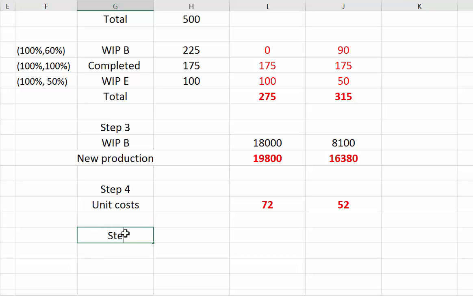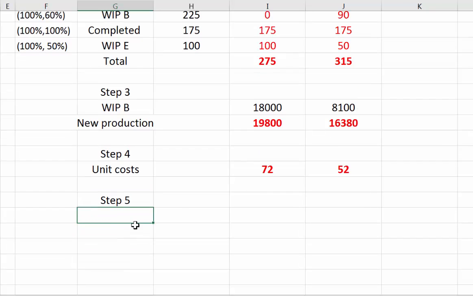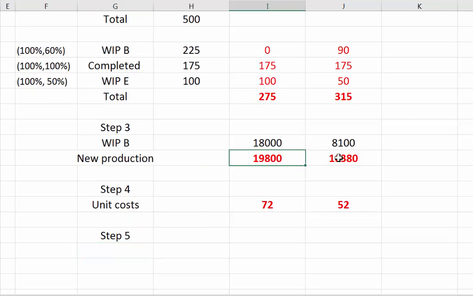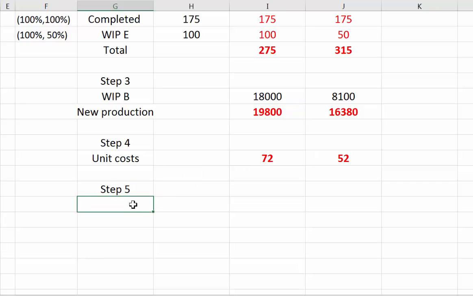So once you have the unit cost, step 5 will be the assignment of these costs. So namely, how I'm going to split these two costs, and a part of them will join the 18,000, part of them will join 8,100, so that I'm going to post the correct debit and credit to these accounts, and what I need to report in my ending inventory. So in this case, we better actually go with the 3 groups. The WIP beginning inventory, so this will be 18,000, we know that, and 8,100.